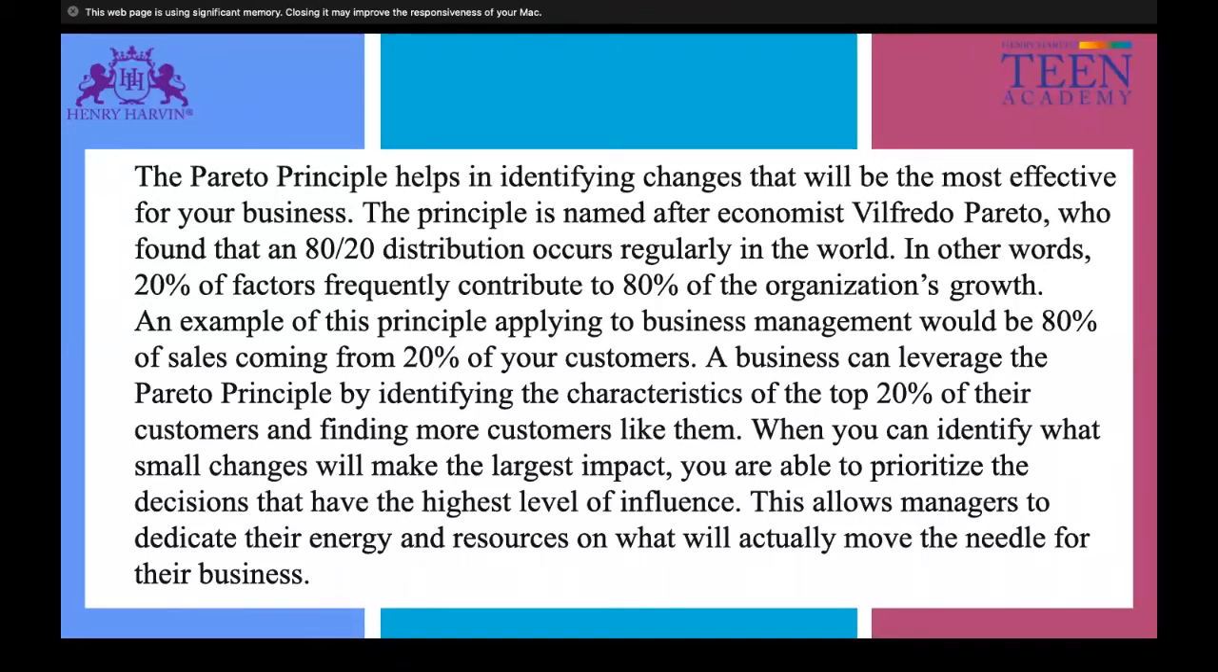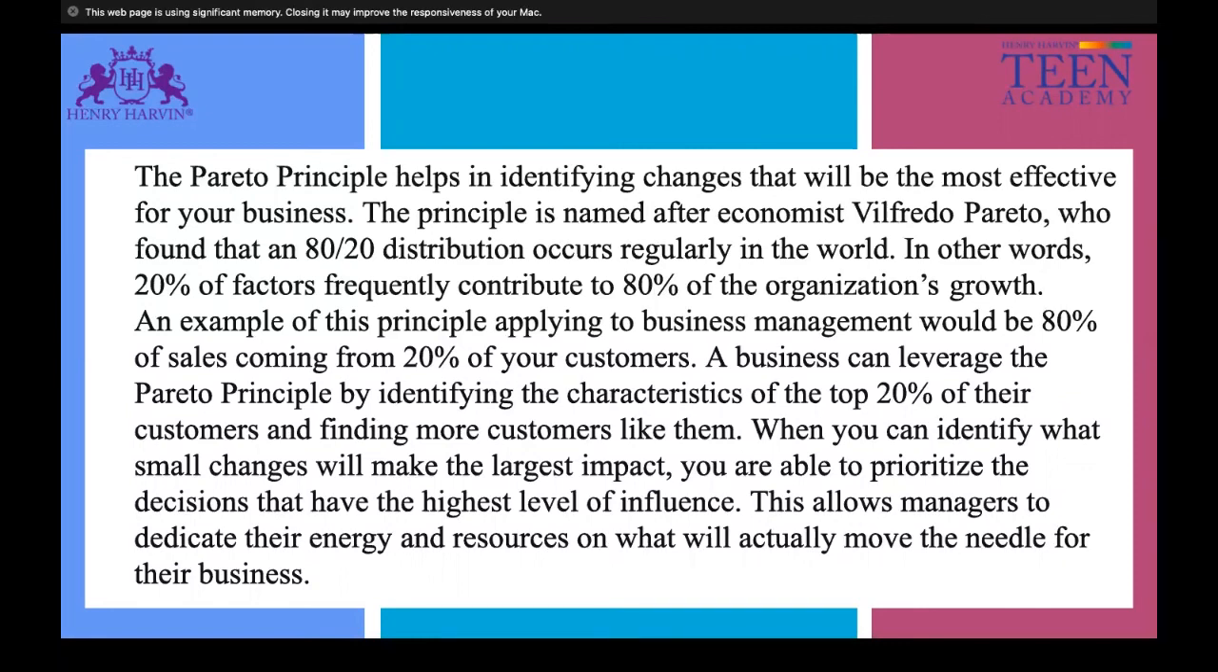Let's understand this through an example. Here, the principle applying to business management would be 80% of the sales that are coming from 20% of my customers. Here, we're talking about those customers who are loyal to the business. And we're talking about those customers who would bring me maximum revenue and generate maximum profits for my company.